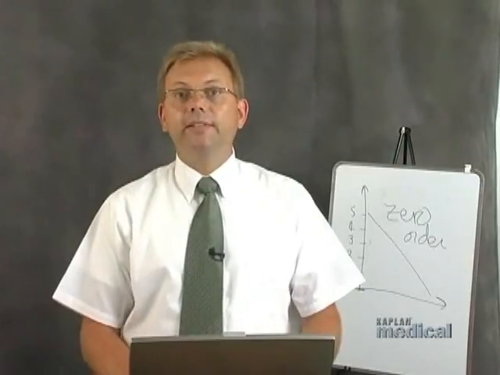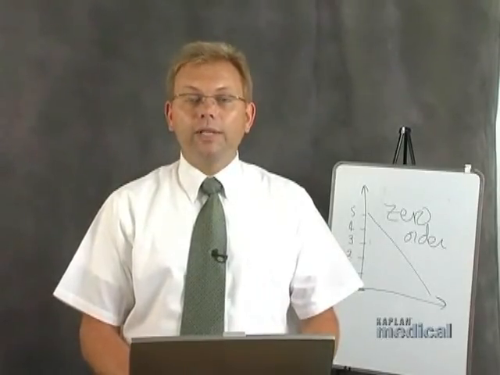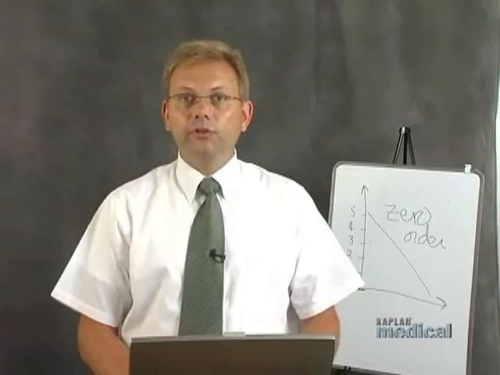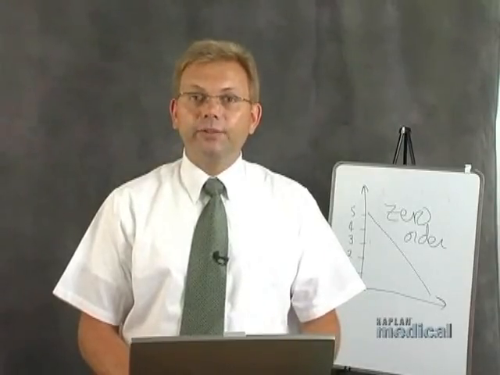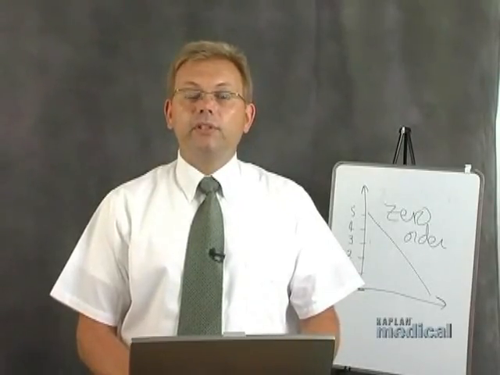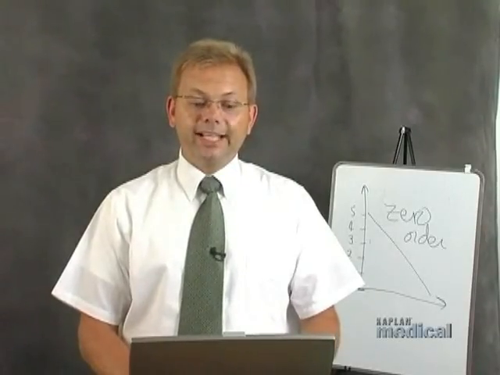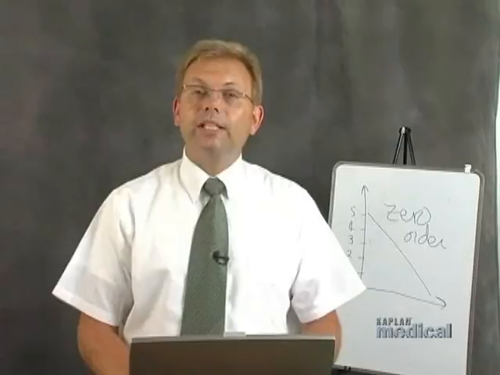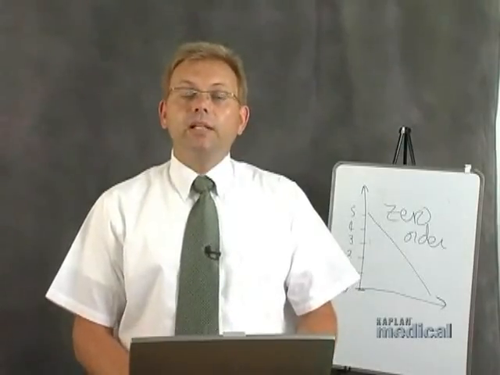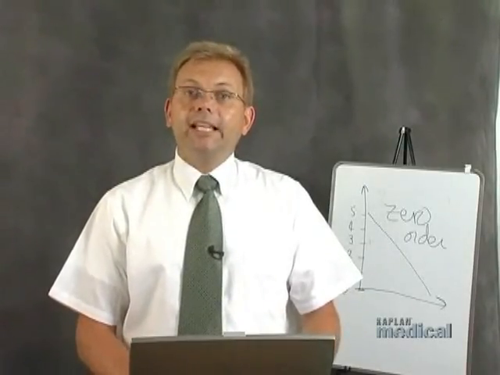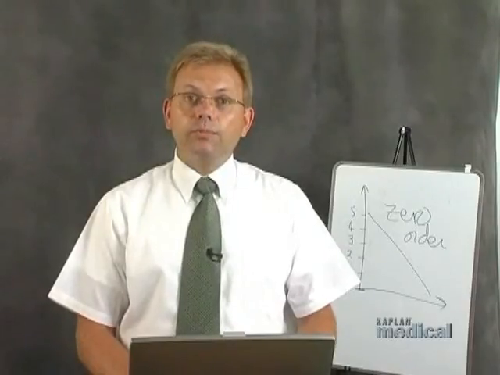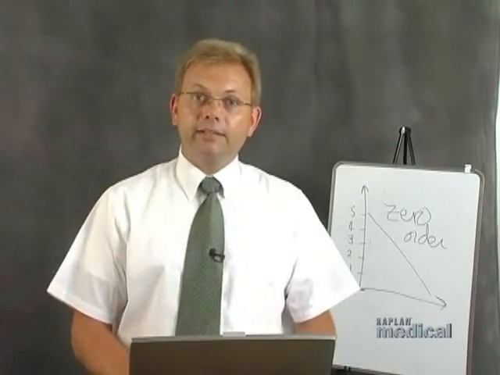Vice versa. If elimination is very slow, you have very little elimination, so elimination is a very, very small value, then it's going to take you forever to get rid of 50% of the drug. So that half-life is going to be enormous when elimination is very slow. It means simply that elimination and half-life should be inversely related.